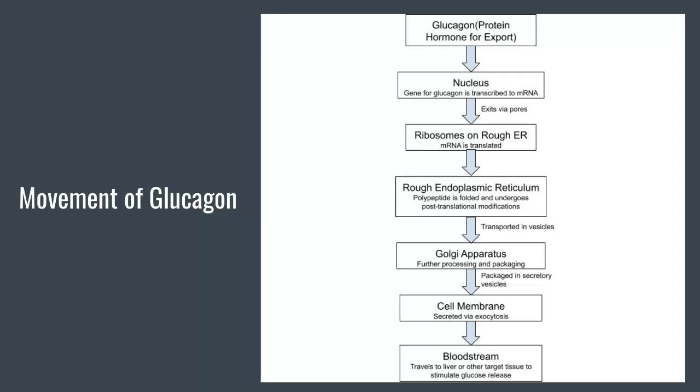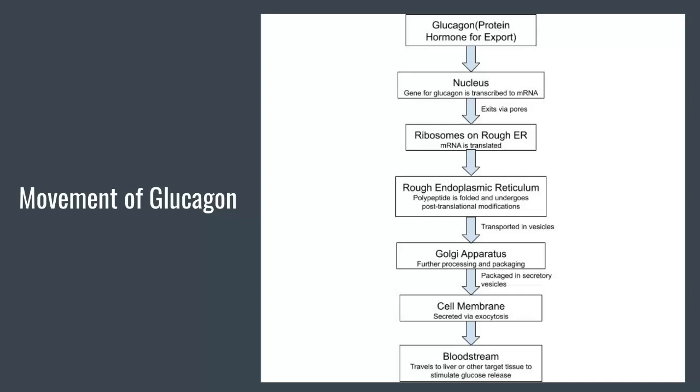It will undergo folding and initial post-translational modifications. It then moves to the Golgi apparatus in transport vesicles, where it is further modified and sorted for export. Glucagon is packaged into secretory vesicles, which move towards the cell membrane. In response to stimuli like low blood glucose, these vesicles fuse with the membrane and release glucagon by exocytosis.